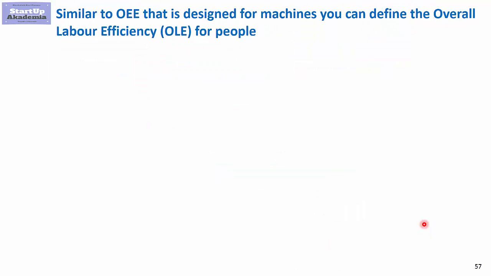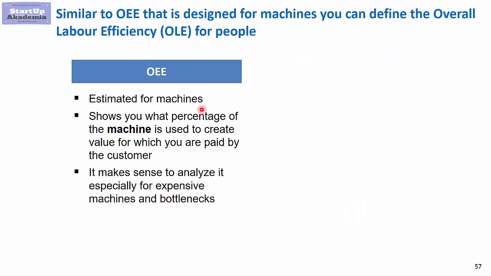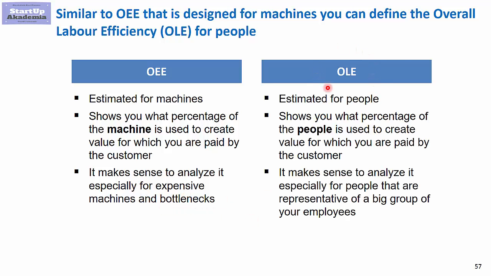So as I said, the same can be done to people. In the case of machines, we're using the overall equipment efficiency, and this is especially important if the machine is expensive or it is a bottleneck. In the case of people, you can use something which is called overall labor efficiency. It is calculated in the same way we calculate the overall equipment efficiency. The only difference is that we apply it to people and daytime.